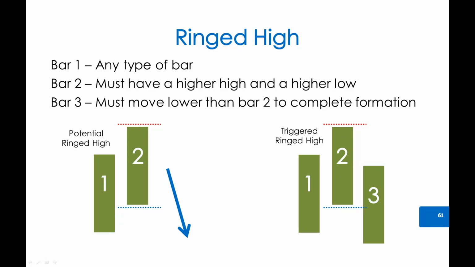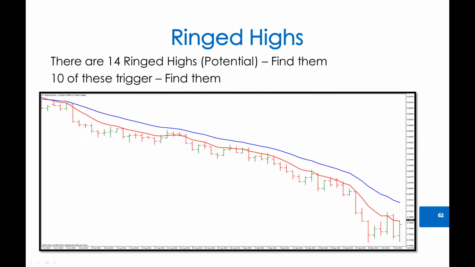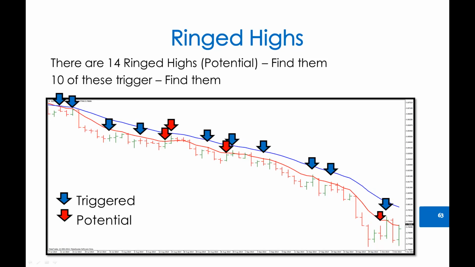This is a price action that would be used in a downtrend so that you can take advantage of the downward move. When you're in class, you'll be running through this program here. There are 14 potential ring highs, so 14 sets of bar number 1 and bar number 2. 10 of those have triggered, where bar number 3 has moved lower with a lower low than the low of bar number 2, and these are the answers.